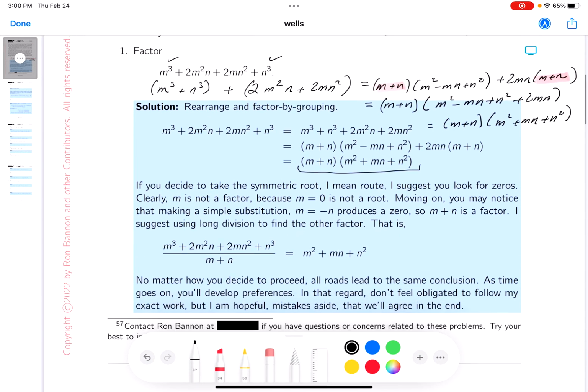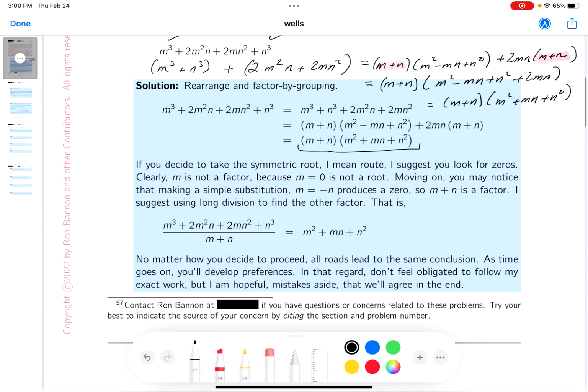So I want to point out, if you read through this, it says rearrange by grouping. Well, we did that. If you decide to take the symmetric route, I suggest you look for zeros. Clearly, m is not a factor because m equals 0 is not a root. Moving on, you may notice that the simple substitution m equals minus n produces 0, so m plus n is a factor, so it's just long division.